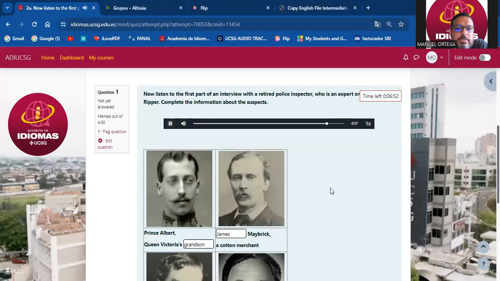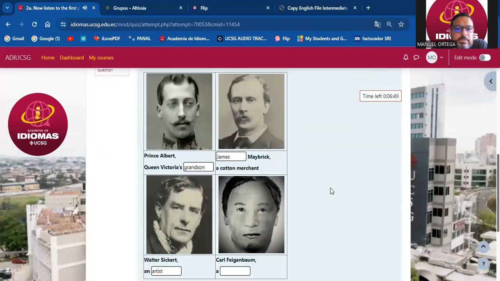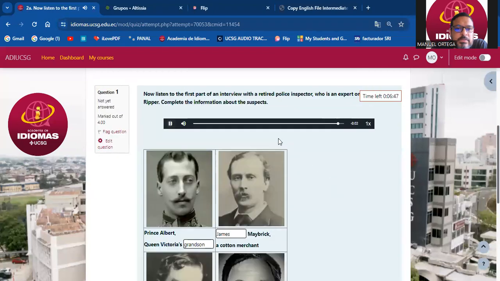Heard about another possible suspect, a German sailor called Karl Feigenbaum.